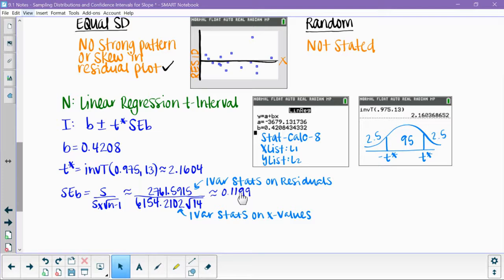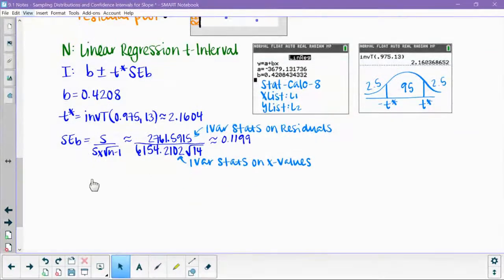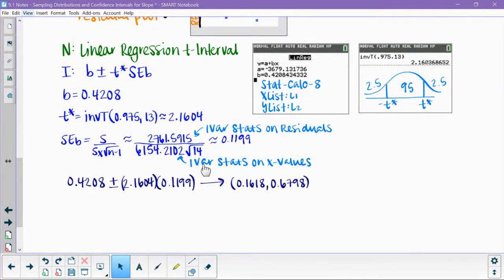For now, we're just going to trust that Ms. Contreras' math is accurate and the standard error of our slope is 0.1199. I use all 3 of those things, put them together into my formula.